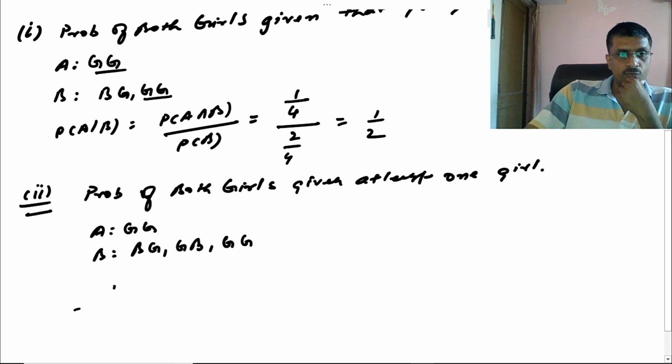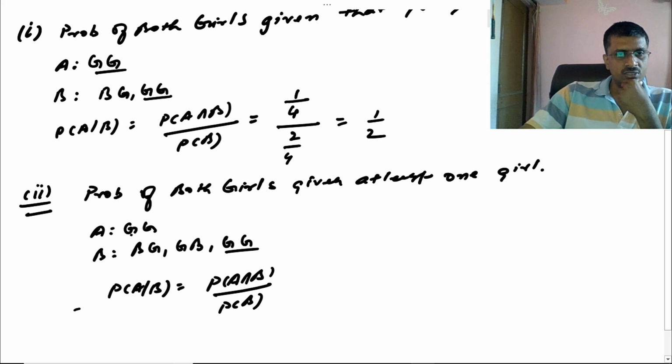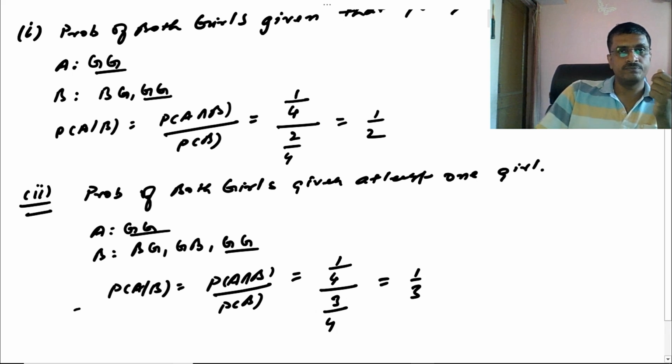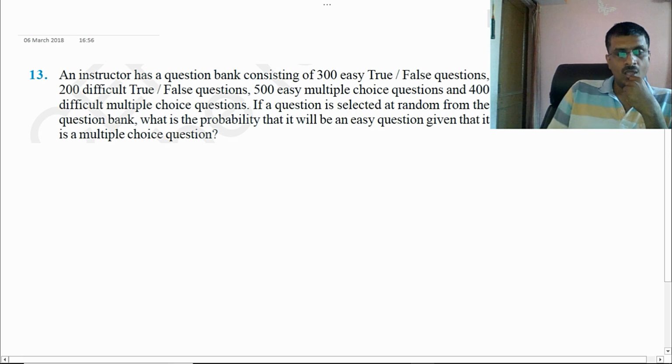Now, if we are looking for prob of A slash B, that's A intersection B upon prob of B. Now, how many elements are common there? Just 1. So, A intersection B probability would be 1 upon 4. And B, there are 3 elements. Hence, 3 upon 4. Final result is 1 upon 3. Now I will consider one more question for better understanding here.